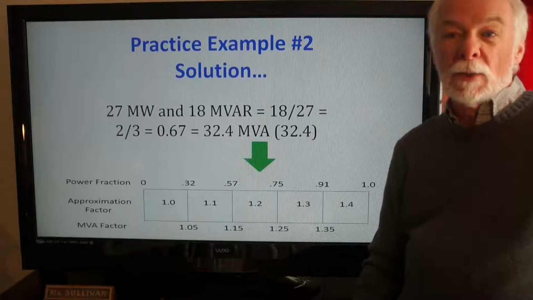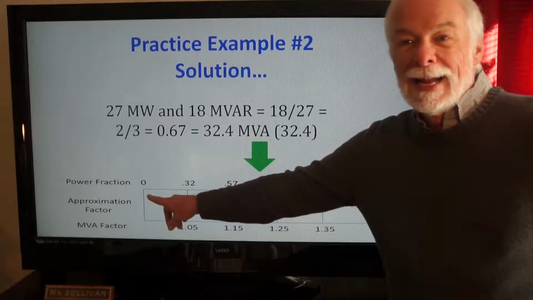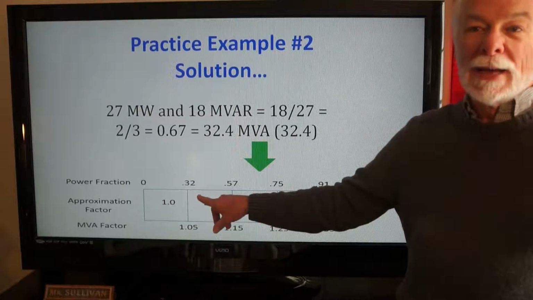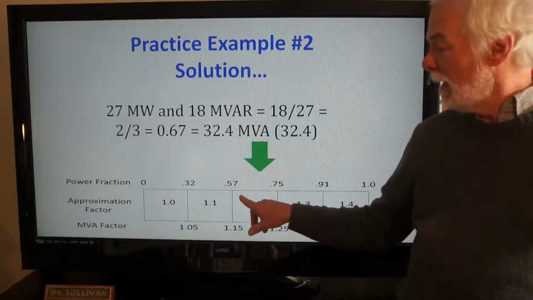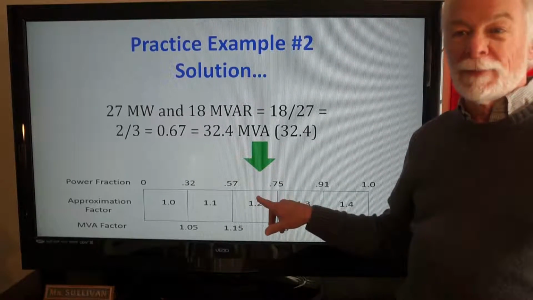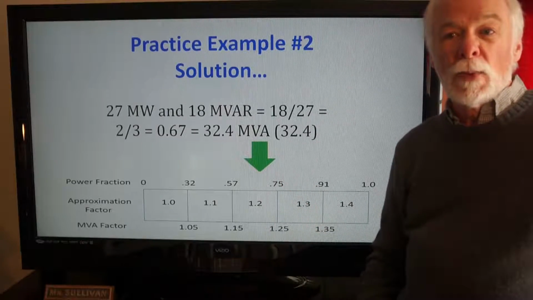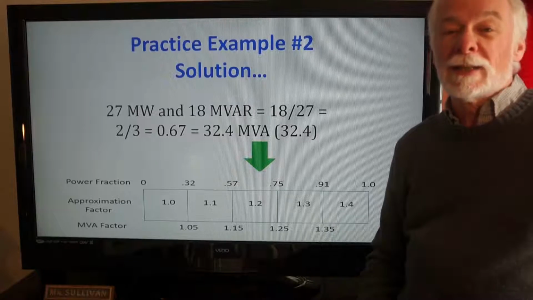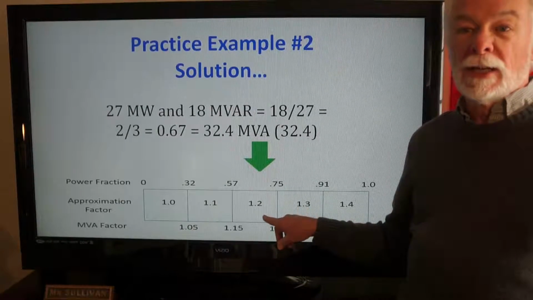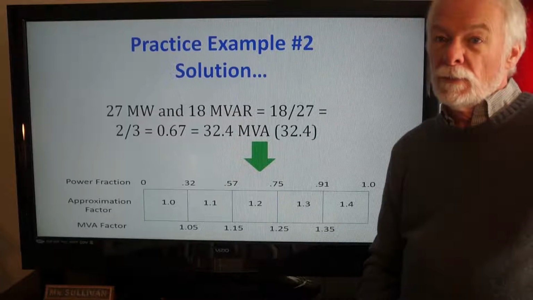With our decimal equivalent of 0.67 in hand, we start at 0 and slide along the top of the slide rule. This time we'll go past 0.32 and 0.57, maybe a little over halfway to 0.75, and we stop there. That's where I've got my green arrow for you, because that's where our 0.67 fits. And looking below that point, we can see our approximation factor is 1.2.